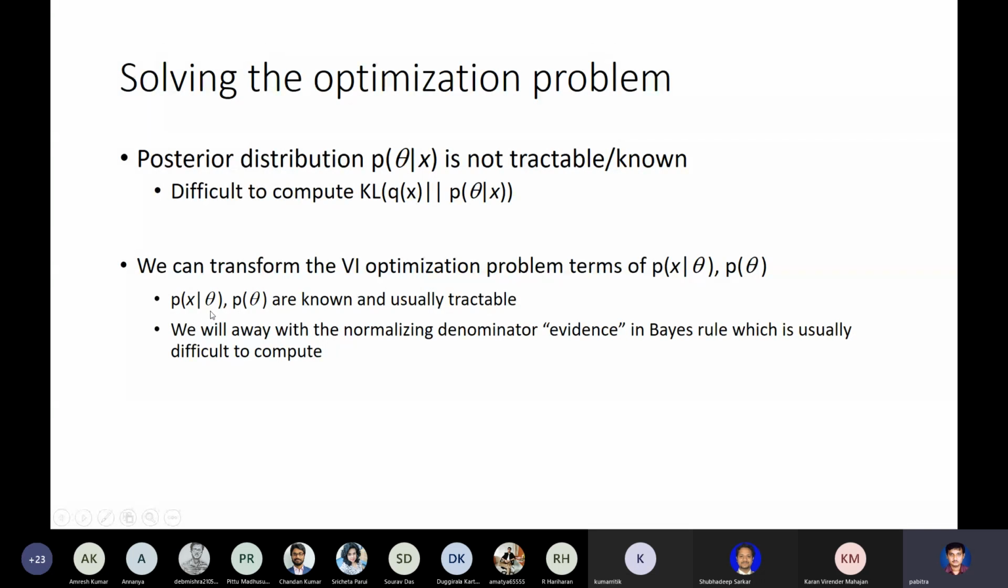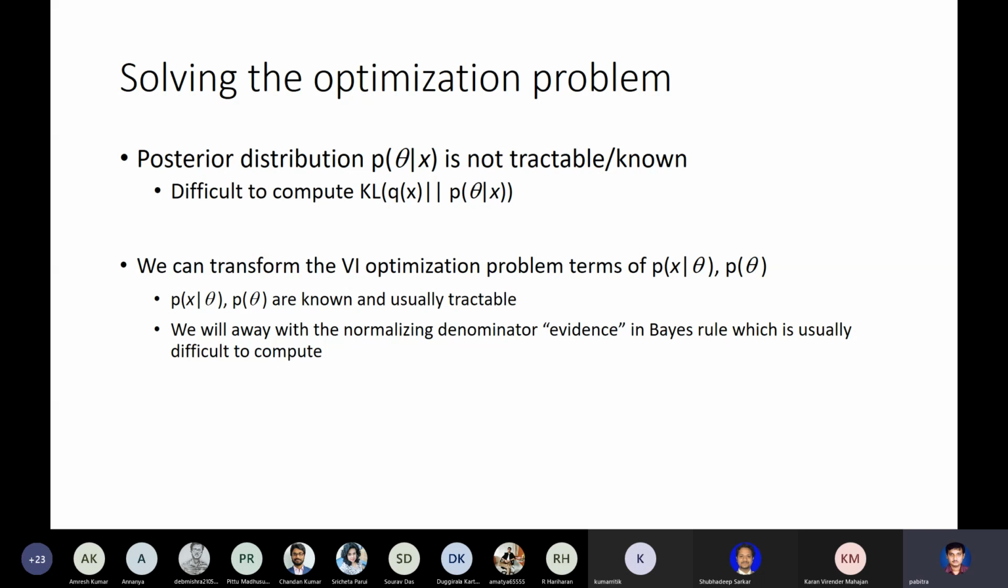We are not computing the prior; we are computing the evidence by a simple operation, by multiplying and integrating. But that simple operation is not so simple for many cases. But if we can remove that normalizing denominator called evidence, then we have only these two, which are known, which are easy, which can be solved. So we have an optimization problem which is more tractable.